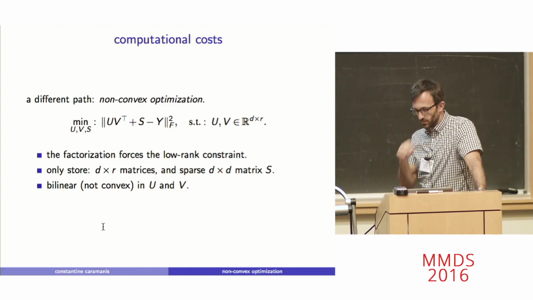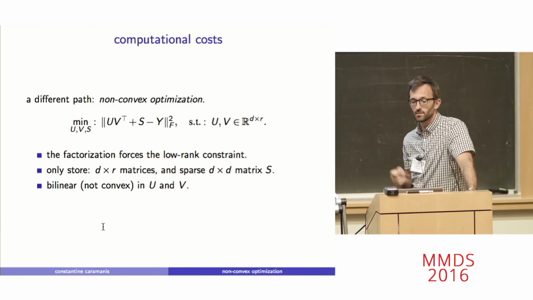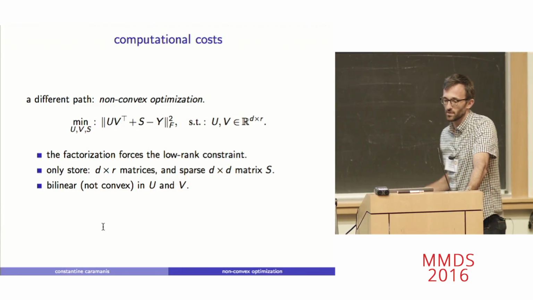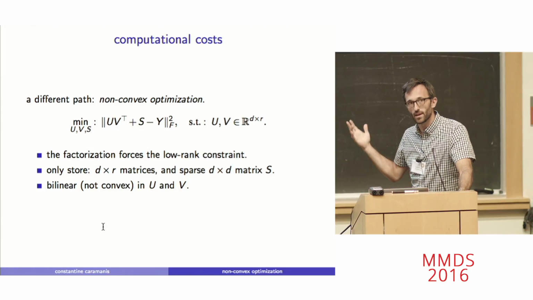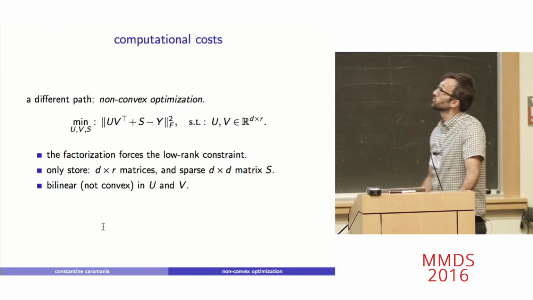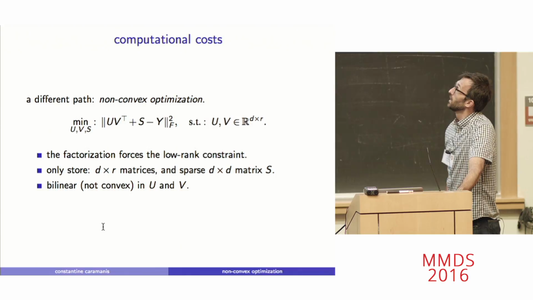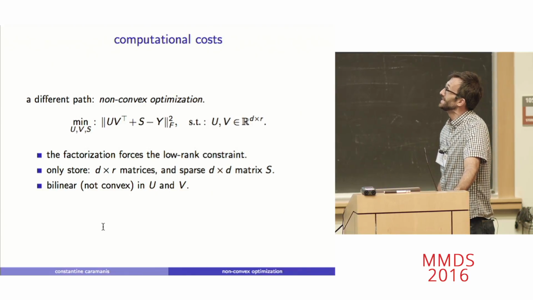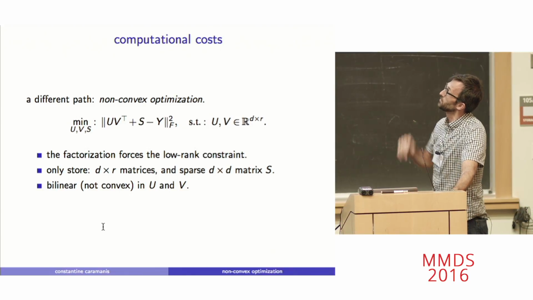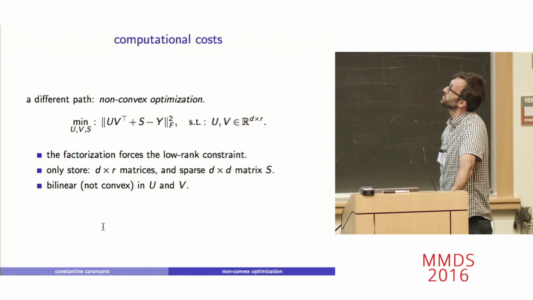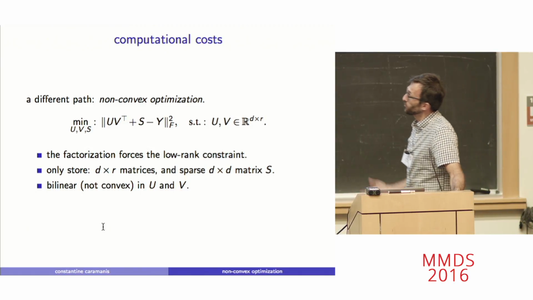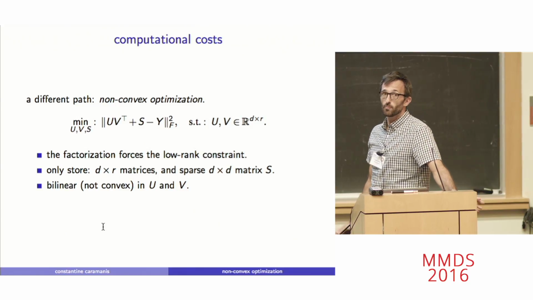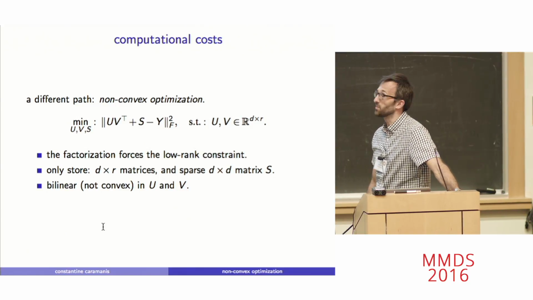So the low rank output is guaranteed for any solution of this problem. The quality is what we're curious about. There are many advantages, of course. First of all, you don't have to store or manipulate D by D matrices. You just have to keep these D by R matrices U and V, and hopefully F is sparse. And of course, the price we pay is that this is now bilinear, and in particular, it's not convex.